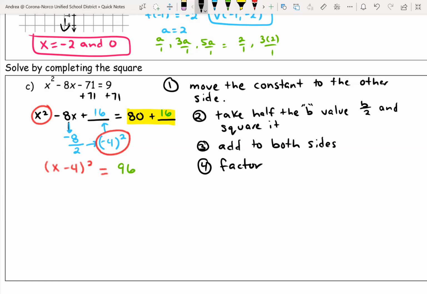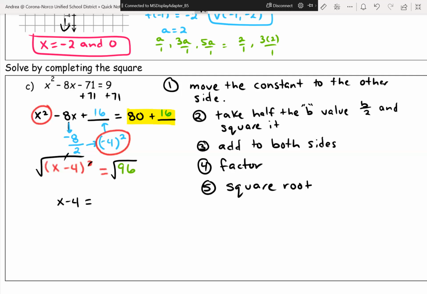Next step, square root. Square root both sides. I want to get rid of that squared so I can continue to solve. So I square root both sides. So the square root means these cancel out, and I get left with just x minus 4 on this side. And I have to simplify that radical.